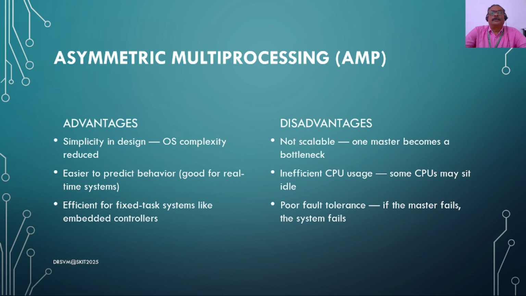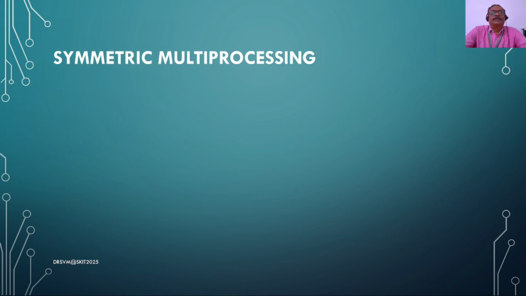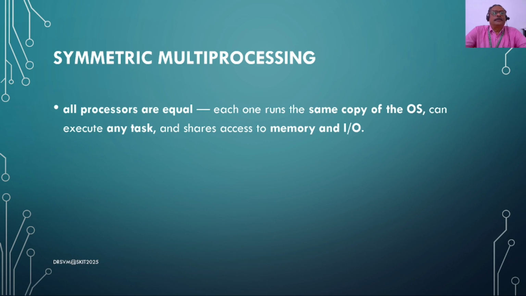So that's a problem with the asymmetric one. And we can't dynamically balance the load because there is only one master, and the master will statically allot the load to each of the slaves, so no chance of dynamically balancing the load. On the other side, symmetric multiprocessing, all processors are having equal power.